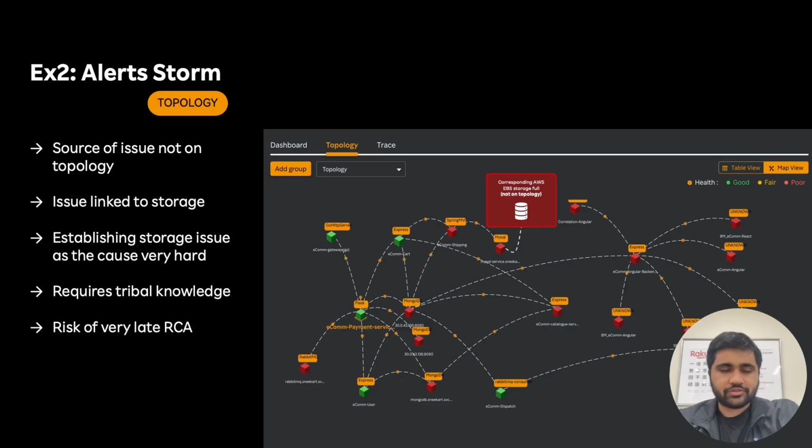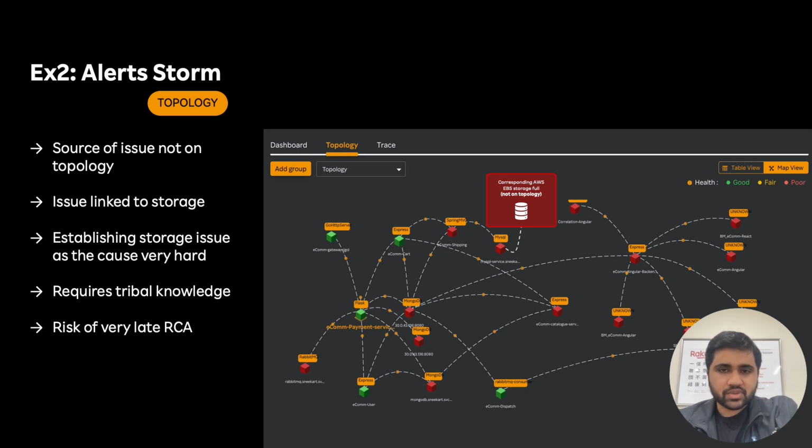Another example of the alert storm is related to the topology. And in this case, the source of the issue is not on the topology at all. For example, we have one service over here which is connected to, say, an AWS EBS storage. And that EBS storage, for some reason, maybe it's run out of storage, maybe it's run out of memory, maybe someone changed some configuration, maybe someone accidentally shut it down. For some reason, that AWS EBS storage is not responding properly.